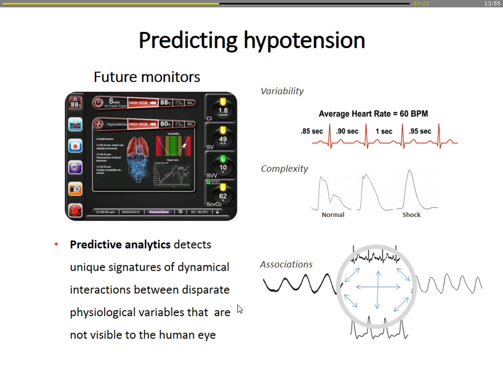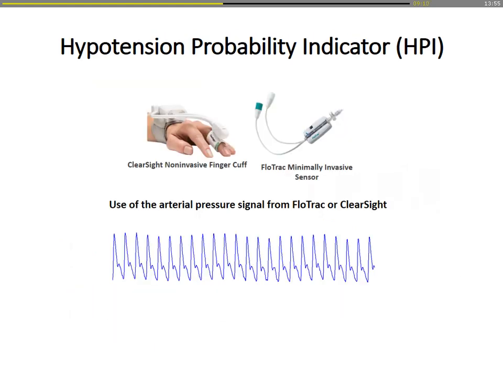And if you want to predict hypotension, you can use all this information to do some kind of predictive analytics based on different interactions and signal quality, and I will show you how it works in this case. So Edwards Life Sciences has developed this hypotension probability indicator.